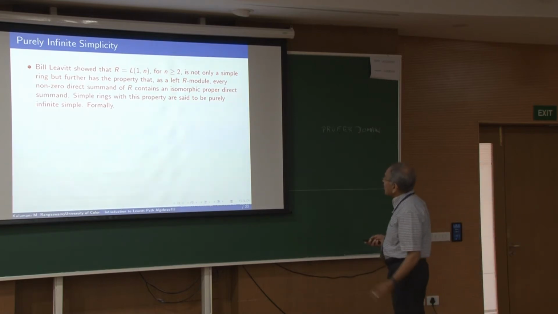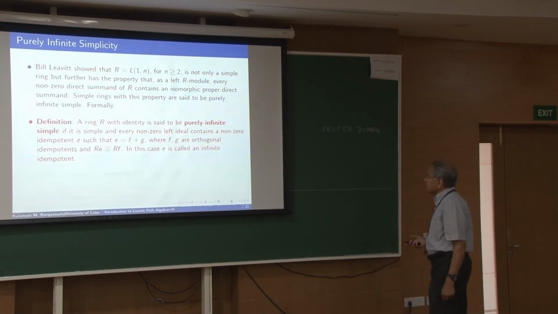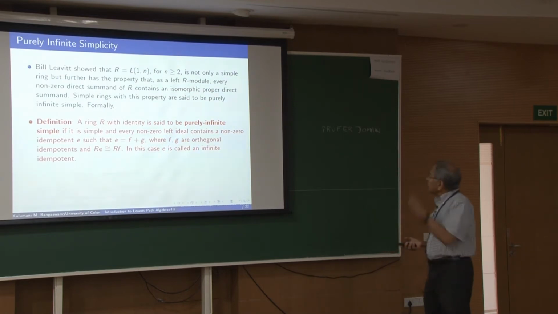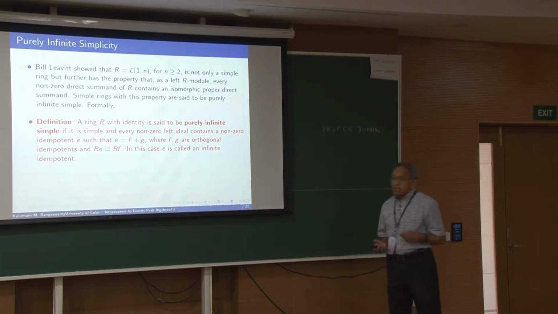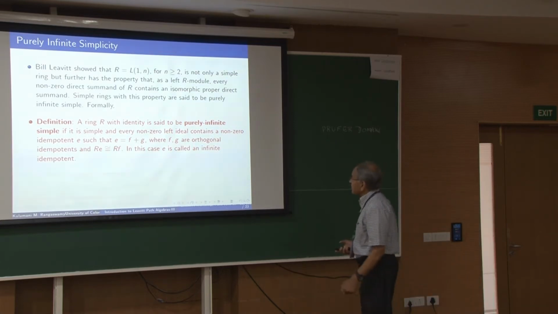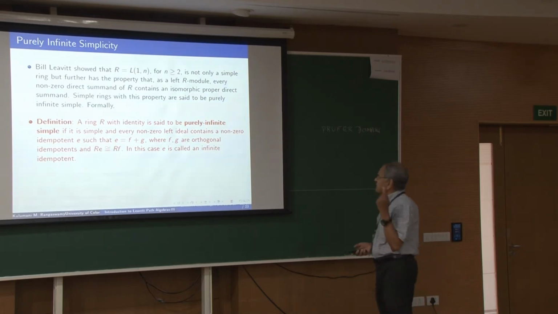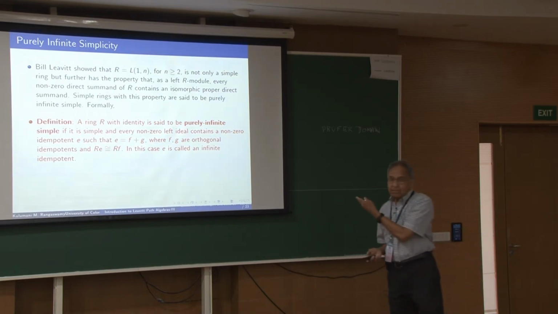Okay? So formally, we could define a ring with identity to be purely infinite simple if it is simple and every non-zero left ideal contains a non-zero idempotent E, which splits as a sum of two other orthogonal idempotents, say F and G, such that the left ideal generated by E, or RE, is isomorphic to RF. In this case, E is called an infinite idempotent. This is the idea that we talked about yesterday also, the directly finite, directly infinite properties.